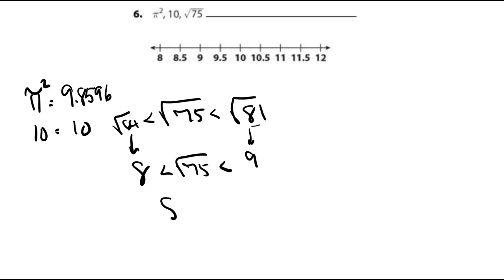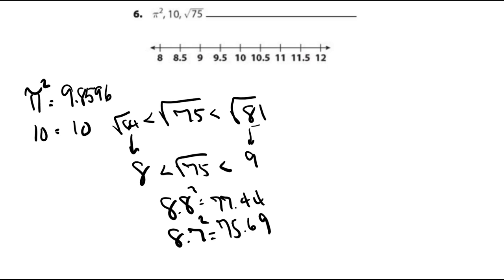So I start picking numbers. Let's start with 8.8. 8.8 times 8.8, we square it. I get 77.44, so I have to go down to 8.7. And I want to square it, so I want to do 8.7 times 8.7. Really helps to have a calculator on hand. 75.69. So we can say it's about 8.7.